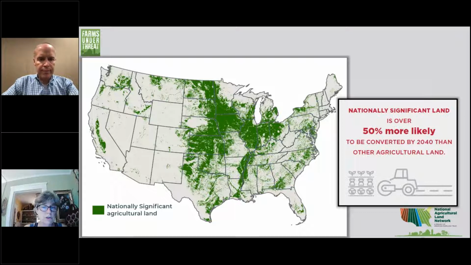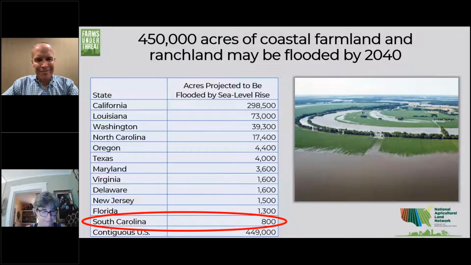The more nationally significant land converted, the more reliant we become on marginal land for food production. And to put the potential loss of 9 million acres of nationally significant land in perspective, the total acreage of land in the U.S. devoted to all fruit, nut, and vegetable production is just 10.4 million acres. And I'm now going to turn it over to Billy to talk through these last couple of findings.